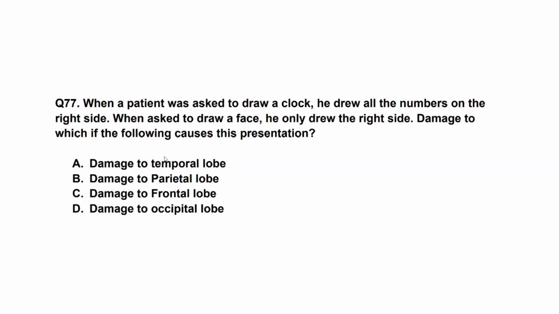Okay, so the answer is A, damage to the temporal lobe. This case is a case of hemi-neglect. And so what you'd expect is damage to the non-dominant side at the temporal lobe, okay? Similar to how you have Gerstmann syndrome, where you have Wernicke's aphasia when it's on the dominant side. This is the non-dominant side, and so you get hemi-neglect. Okay, so this is a very, very good question.